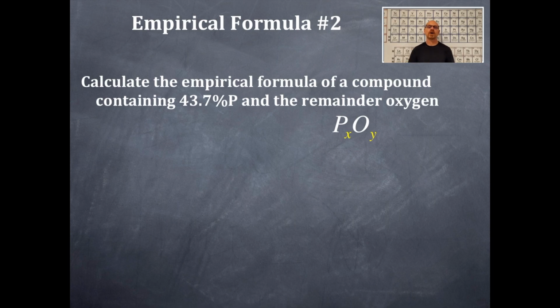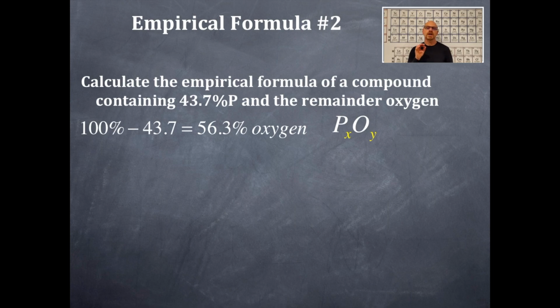So I know that my whole entire compound has 100% because it's only phosphorus, it's only oxygen. I know that 43.7% of it is phosphorus. How much of it is oxygen? Well, 100 minus the 43.7, that gives me my percent of oxygen. So, simplest whole number mole ratio. That's what I'm looking for. I have percentages. I'm going to assume 100%. Therefore, I'm going to assume 100 grams. So now I have 43.7 grams of phosphorus and 56.3 grams of oxygen.